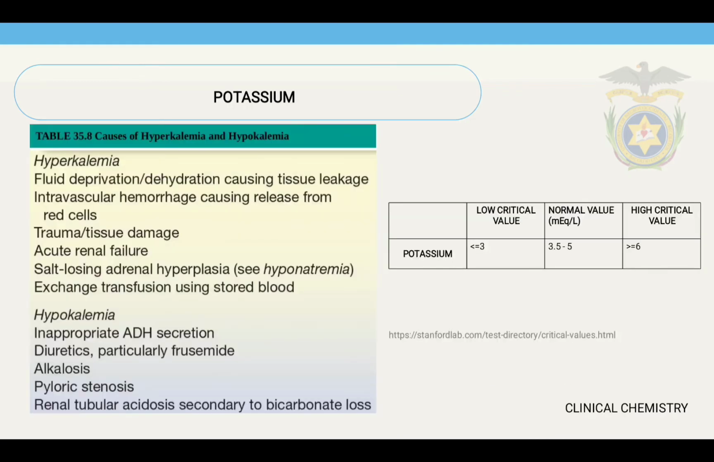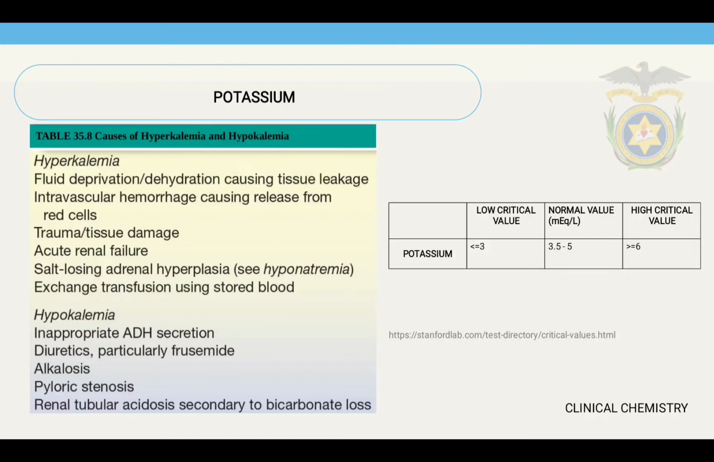Some possible causes for your hyperkalemia involve fluid deprivation or dehydration causing tissue leakage, intravascular hemorrhage causing release from your red cells, and trauma or tissue damage. For hypokalemia, this may be due to inappropriate ADH secretion, diuretics, especially your furosemide, alkalosis, and pyloric stenosis.